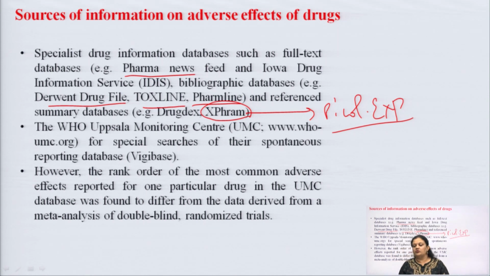Next is the WHO UMC. UMC here is the Uppsala Monitoring Center, which is the pharmacovigilance head, we can say, situated in Sweden. So, the World Health Organization Uppsala Monitoring Center website is www.whoumc.org. Okay. From that also you can get a large database from where you can get information on individual classes of drugs and their adverse drug reactions.